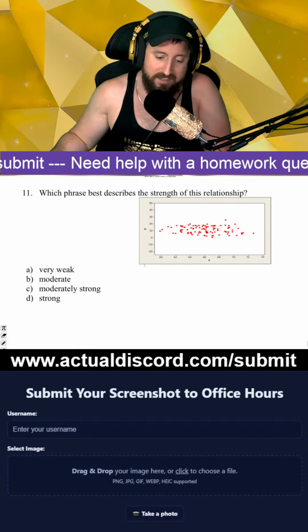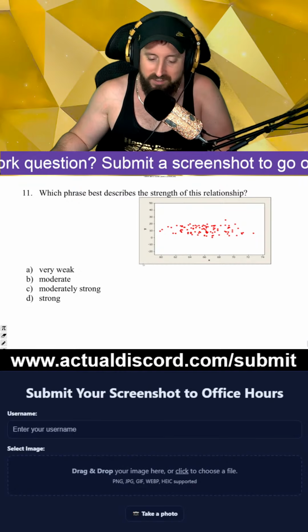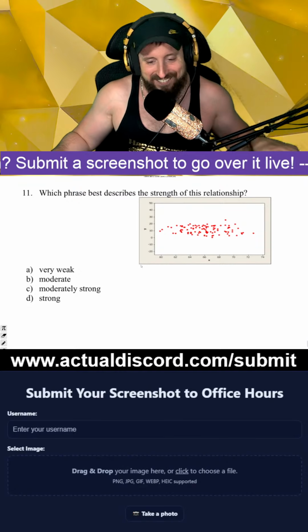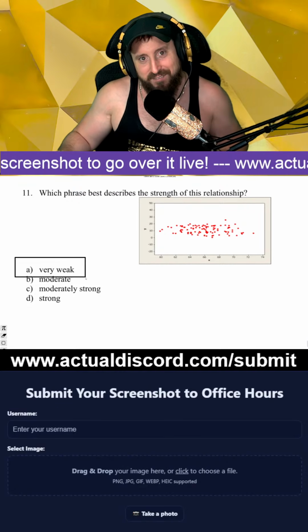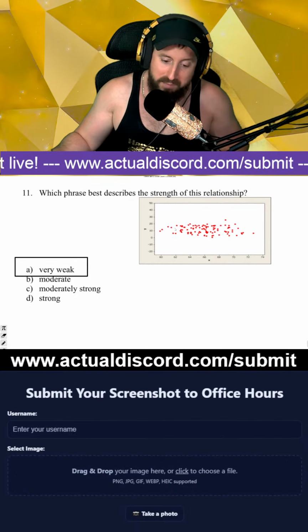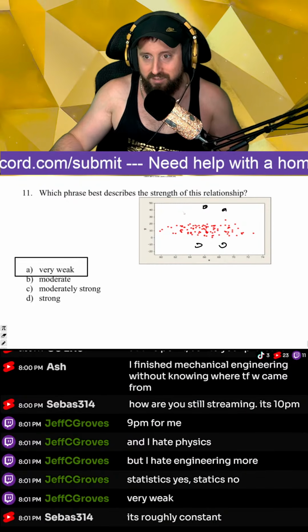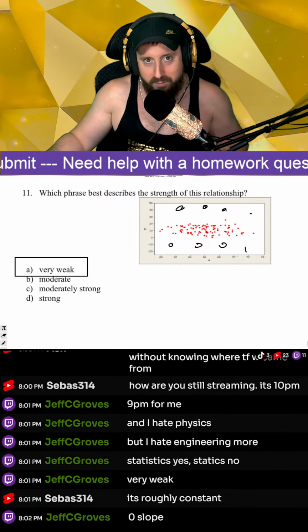Very weak. It's at least consistent, though. Right? Yeah, I agree. This is very weak. It's constant, right? Yeah, no matter what X is, Y doesn't really matter. If it was like this, then this would be like totally random, I guess.